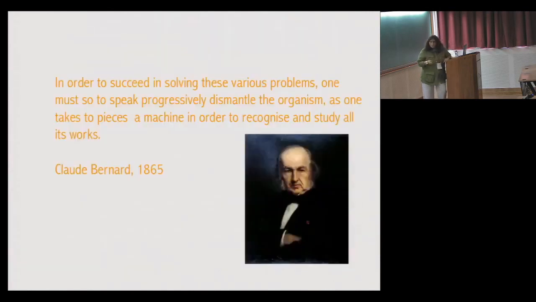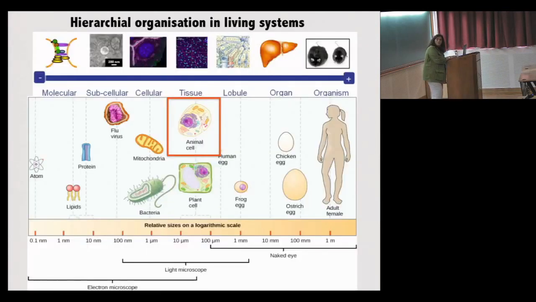So one of the founding fathers of physiology said that in order to try and understand the form of big structures like this particular, say, heart or whatever, one must, so to speak, progressively dismantle the organism as one takes a machine to pieces in order to recognize and study all its works. So that's kind of how we will go about this.